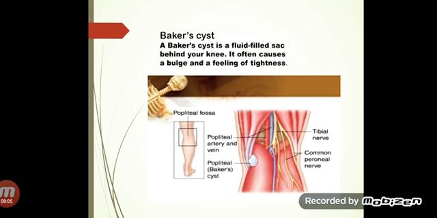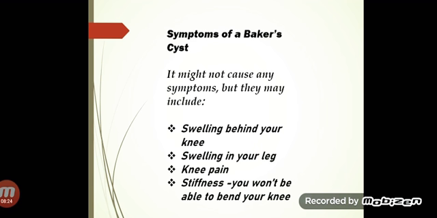Next, Baker's cyst. A Baker's cyst is a fluid-filled sac behind your knee. It often causes a bulge and a feeling of tightness. Symptoms of a Baker's cyst: it might not cause any symptoms, but they may include swelling behind your knee, swelling in your leg, knee pain, and stiffness. You won't be able to bend your knee.